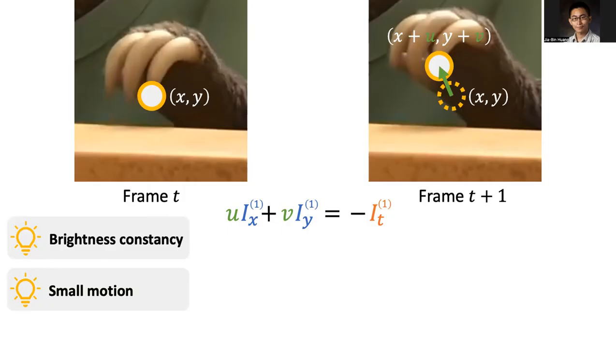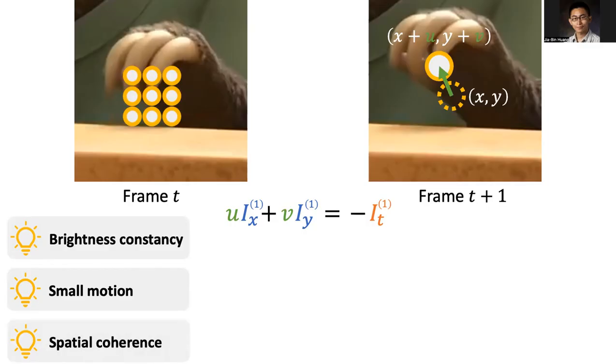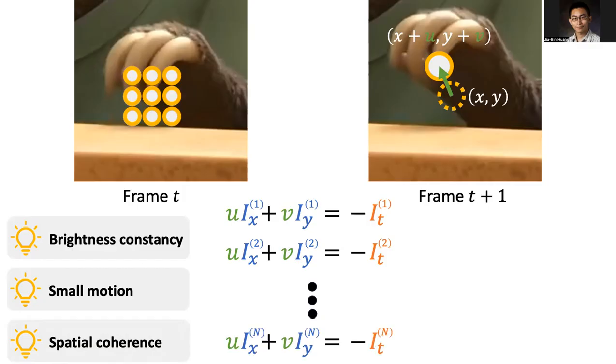Last time we talked about how, when you have one equation but two unknowns, you can't solve it. The way around this is to assume that nearby points move similarly, which is spatial coherence. Then you can write many equations. In this case it's nine equations, because of the 3 by 3 window, and only two unknowns.